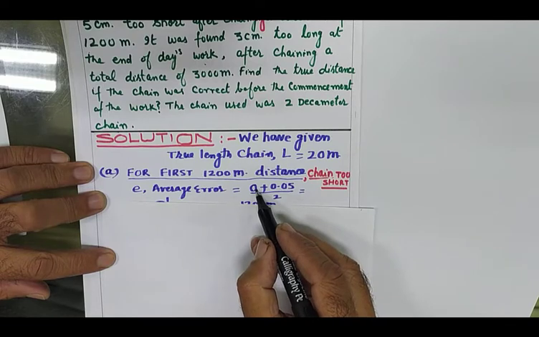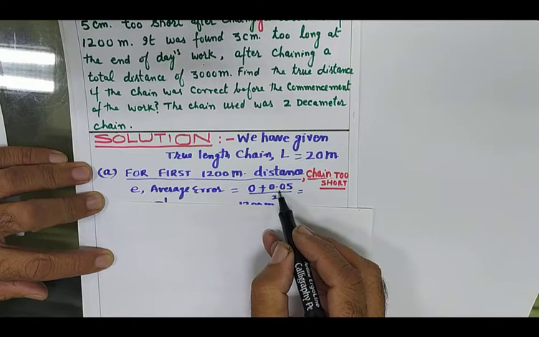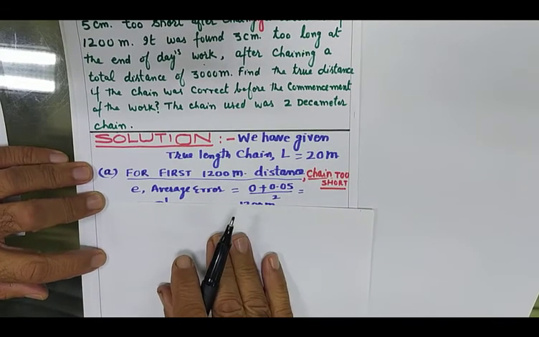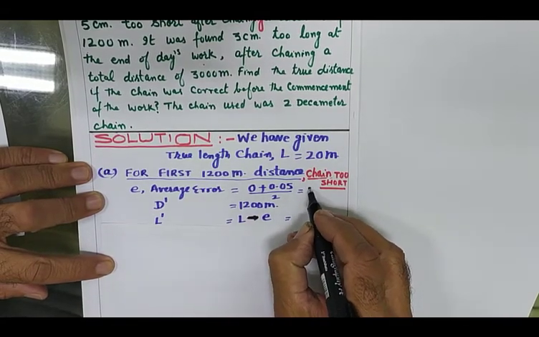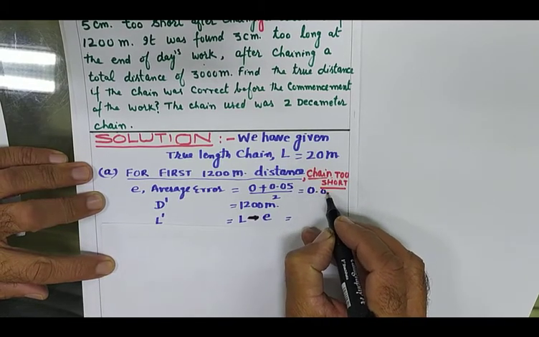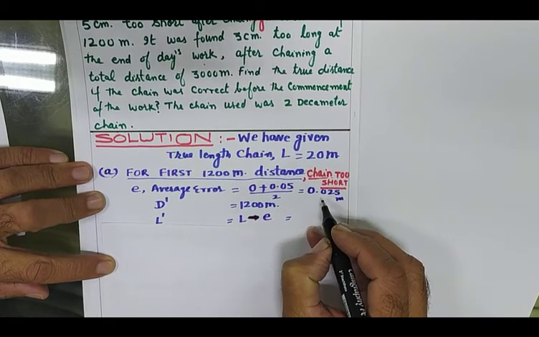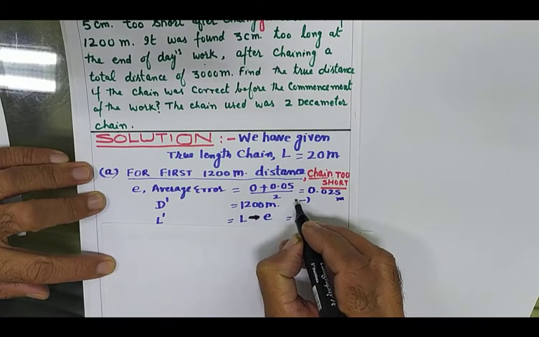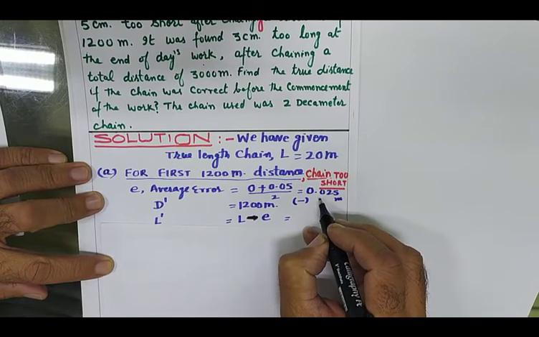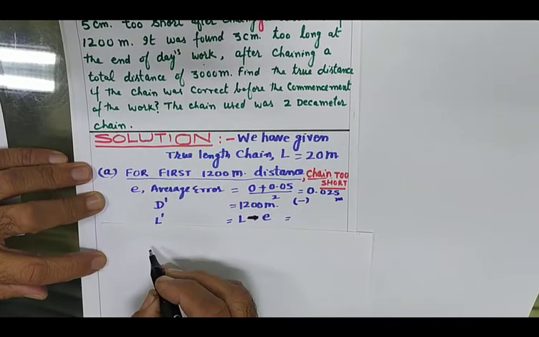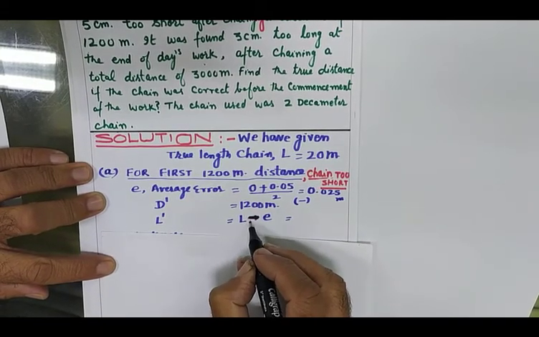So here we have taken the value of E as the average error. First in the start, error is 0. Then after measuring a distance of 1200 meters, it is 5 centimeter too short. So this comes to be 0.025 meter, but it is too short, so this value will be taken as negative. This is a precaution you should take, because the chain was too short. So the value of E will be negative. When you calculate the incorrect length, L dash, it will be L minus E.